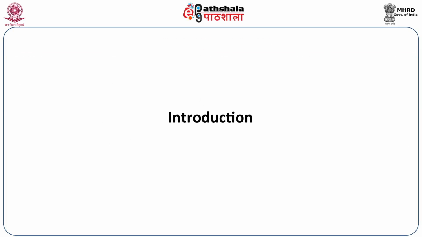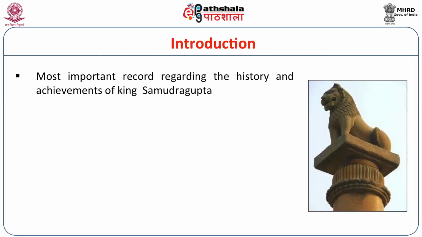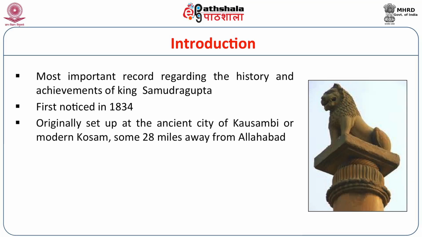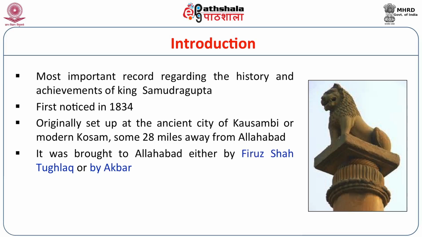Now this inscription is the most important record regarding the history and achievements of King Samudragupta. It was first noticed in 1834. Originally it was set up at the ancient city of Kausambi or modern Kusam, some 28 miles away from Allahabad in Uttar Pradesh. It was brought to Allahabad either by Firoz Shah Tughlaq or by Akbar, and it is now located inside the Allahabad fort on the bank of river Ganges.